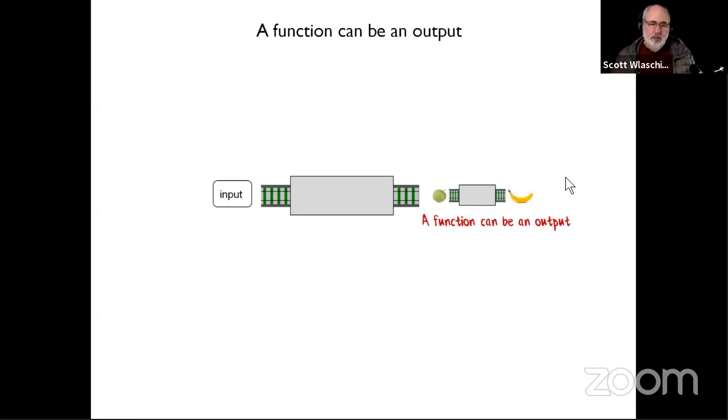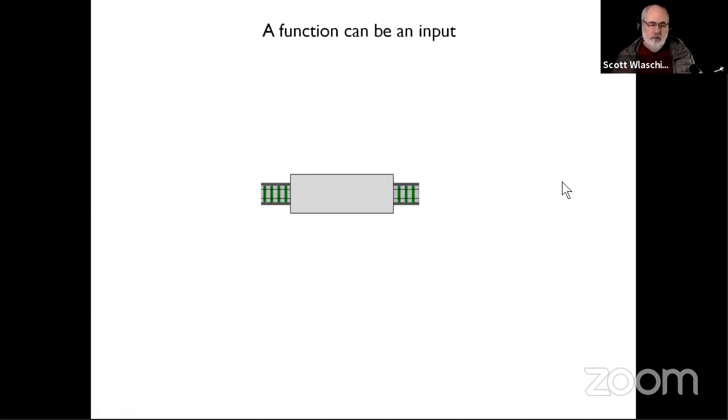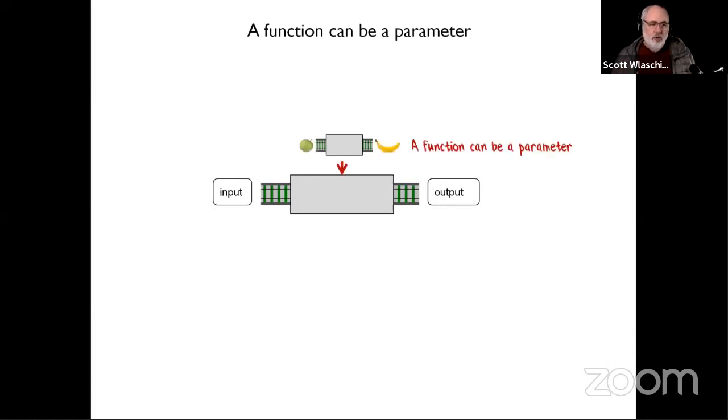At the output is another function. So this is a function that spits out new functions. Here is a function, and the input is a function, and the output is something normal. So this is using a function as an input. And here's a function with a normal input and a normal output, but there's an extra parameter, which is another function which controls how the main function works.